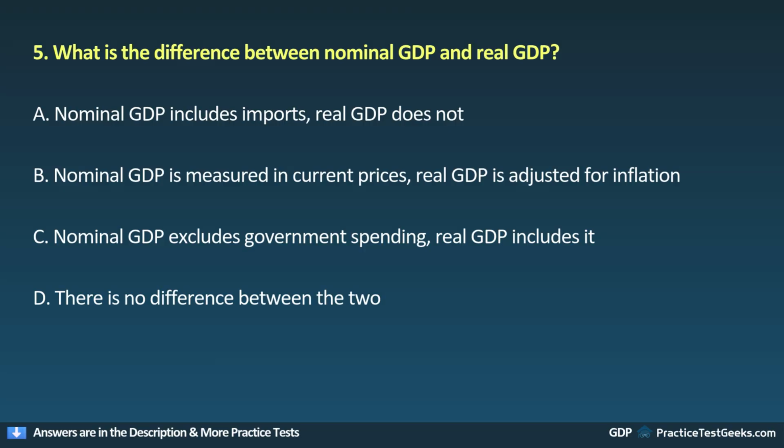5. What is the difference between nominal GDP and real GDP? A. Nominal GDP includes imports, real GDP does not. B. Nominal GDP is measured in current prices, real GDP is adjusted for inflation. C. Nominal GDP excludes government spending, real GDP includes it. D. There is no difference between the two.